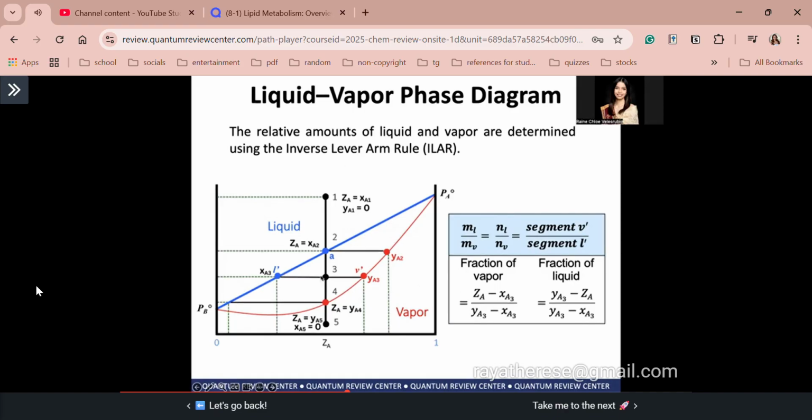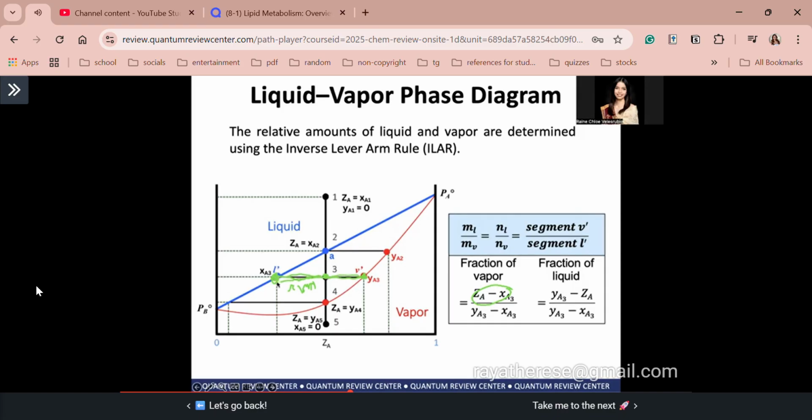So when we say Za minus Xa3, it is from this to this. Kunwari at point 3. Guys, hindi yan strictly at point 3. Siyempre, example lang natin yung point 3 na yan para ma-visualize nyo. But again, to get the fraction of vapor, you have to reflect it to the segment L apostrophe. Bakit? Again, because of the inverse lever arm rule, dapat inverse. Kaya nag-reflect tayo sa segment L apostrophe. That is Za minus Xa3 divided by Ya3 minus Xa3.